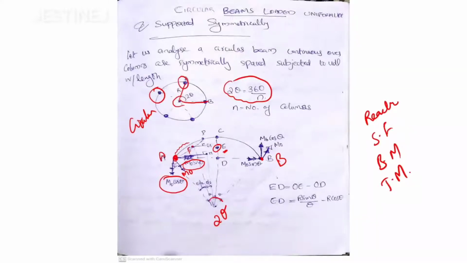So if you observe this distance ED, it is going to be OE minus OD, isn't it? To find out this ED distance, this OE we already discussed, that is R sin theta by theta. Then how did you get this OD distance, R cos theta? For finding that, you have to consider this triangle, isn't it? If you apply, you will get this value.